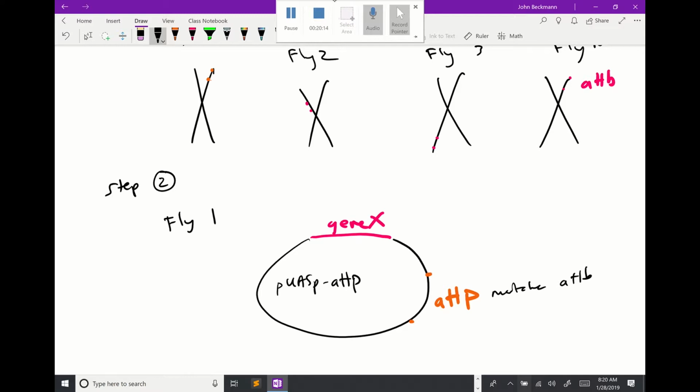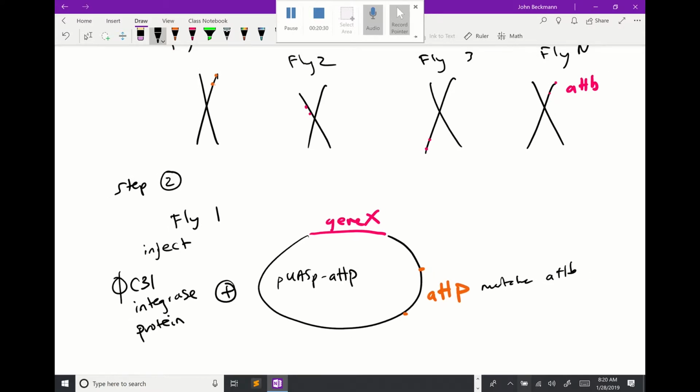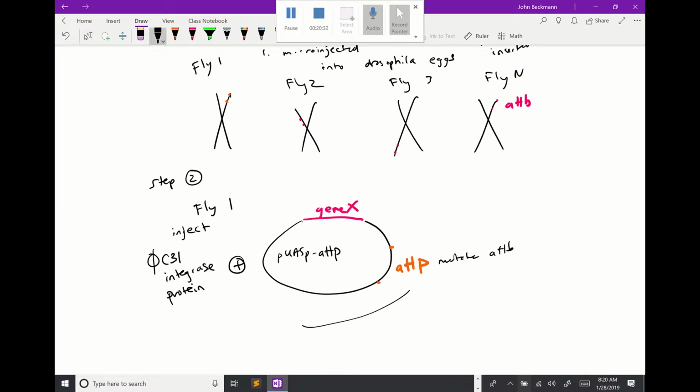And now what we inject is Phi C31 integrase protein plus this plasmid into Fly1. What's going to happen now?